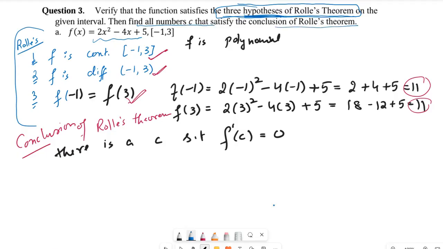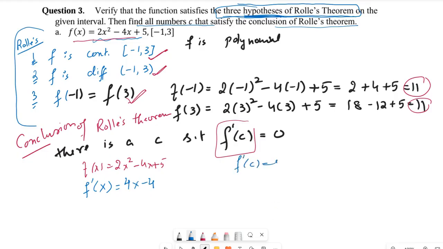Okay, so for this, we need to first figure out what f prime c is. The function is 2x squared minus 4x plus 5. Let's find f prime, that's the derivative of this. That's going to be 4x minus 4. We want f prime c to be 0. F prime c would be 4c minus 4 equal to 0. So basically we need to solve this equation. 4c is equal to 4, c is equal to 1.